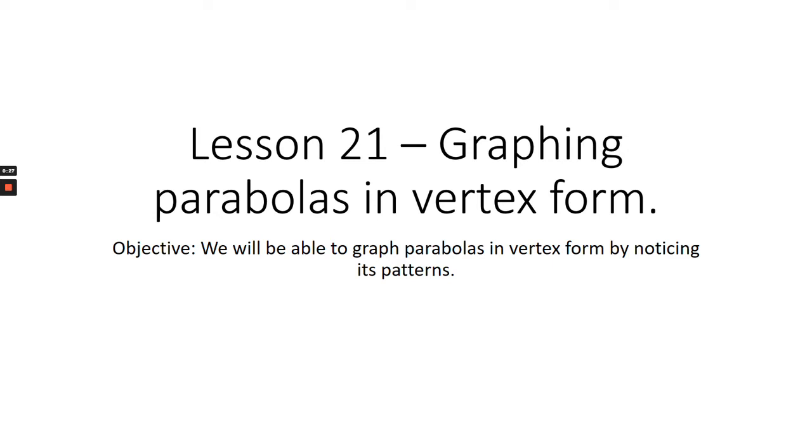Our objective, guys: we will be able to graph parabolas in vertex form by noticing its patterns. We already got our patterns down last week: how h affects the graph, how k affects the graph, how a affects the graph. So we're going to use those to actually graph out some parabolas in vertex form. Let's get started, guys.